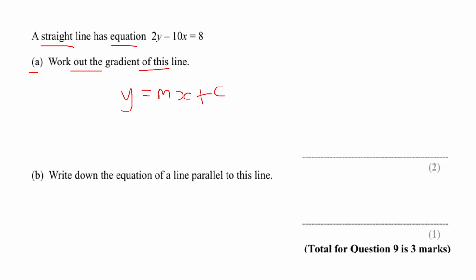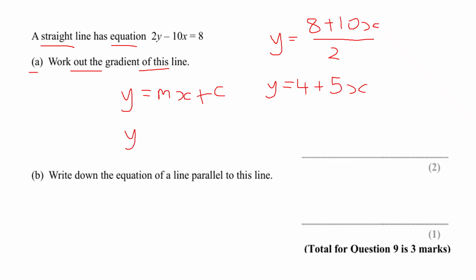Okay, I'm going to rearrange this. I'm going to add 10x and then I'm going to divide by 2. So I'm going to get y is equal to 8 plus 10x all over 2. Okay, this can then be simplified. So I'm going to rewrite it as y is equal to 4 plus 5x. And I'm going to just quickly rewrite it in the format y equals mx plus c. So I'm going to have y is equal to 5x plus 4. We can hopefully see that the number in front of the x is going to be 5. Therefore, the gradient is equal to 5.